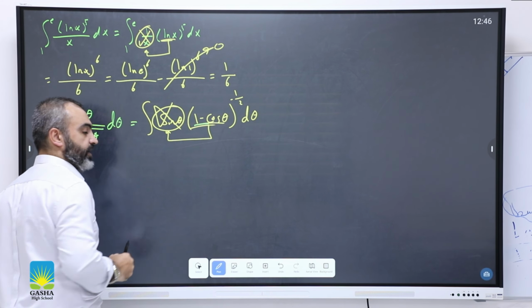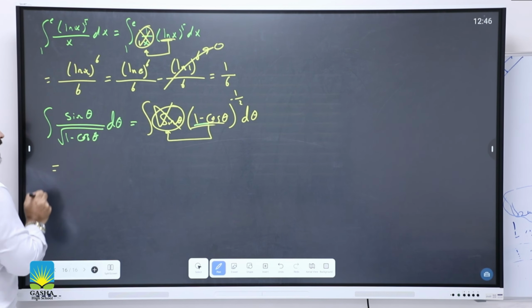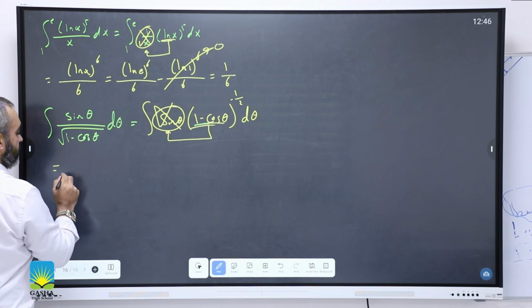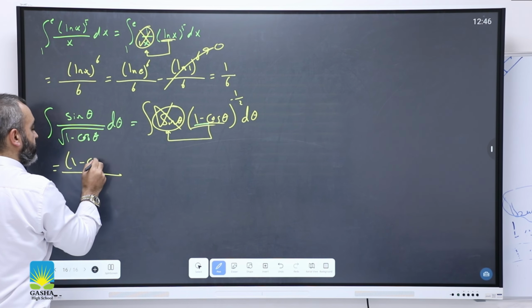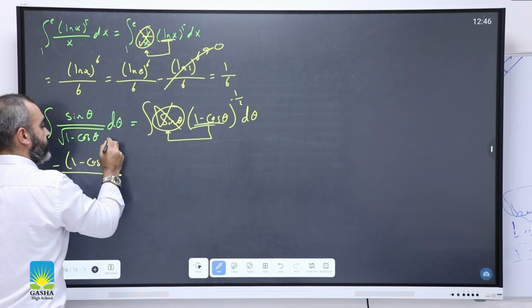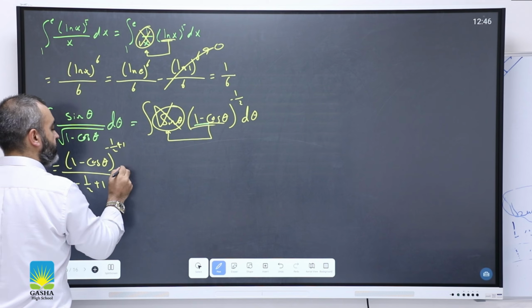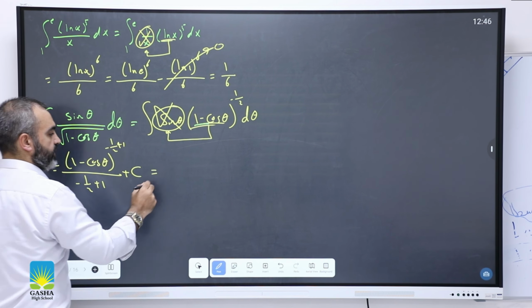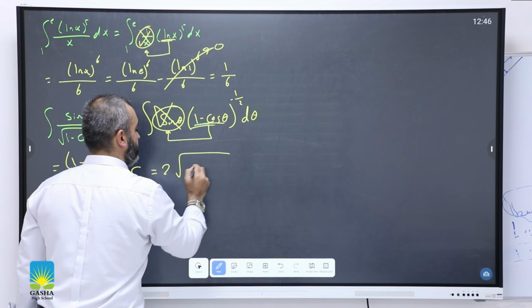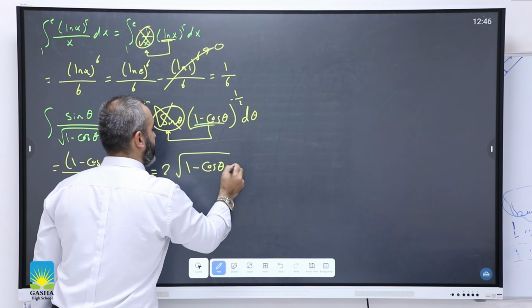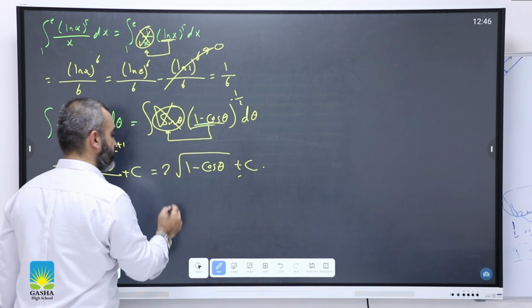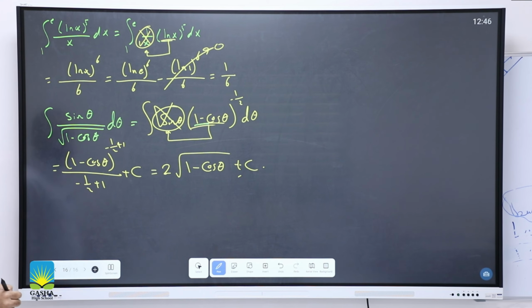So sine theta is cancelled and we add the power. (1 minus cosine theta) to the power of negative 1/2 plus 1, over negative 1/2 plus 1, plus c. So it becomes 2 square root of 1 minus cosine theta plus c, right? So this is the result of the substitution.